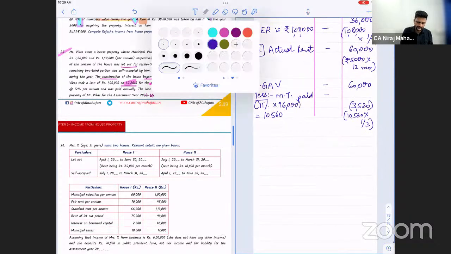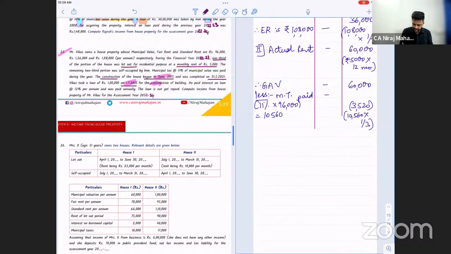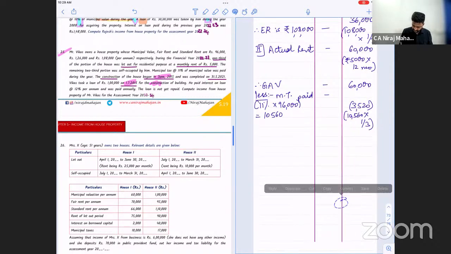Okay, all of you, all fine till here. I hope you're with me. All right. What do we arrive at? NAV. NAV for SOP is always nil. 60,000 minus 3,520 is what? 56,480. Fine.